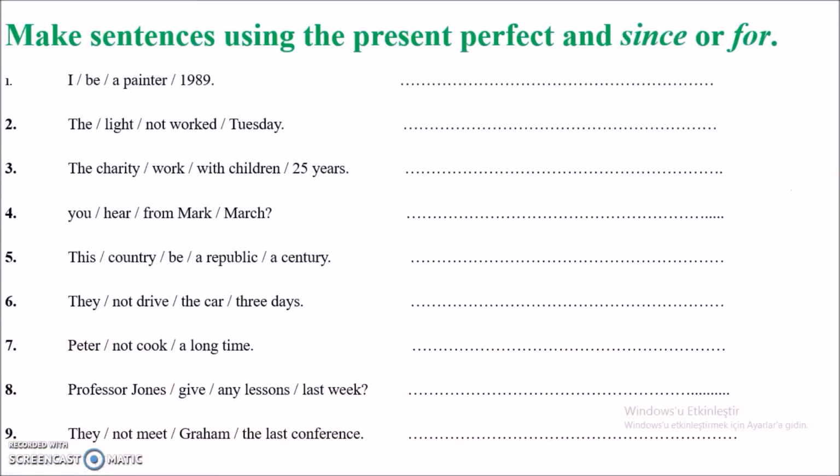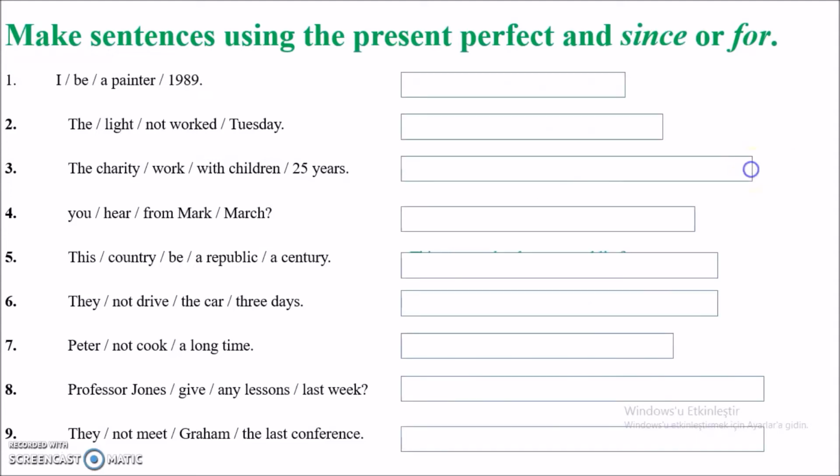Now, there is another task here. You need to make sentences using the present perfect tense with since or for. Okay, this is a writing activity. So pause the video, write the sentences, make the sentences, and then we will check all together. Okay, we have the subject, verb, and object and time expressions. In those sentences, we have to make them proper sentences. So let's start with the first one.